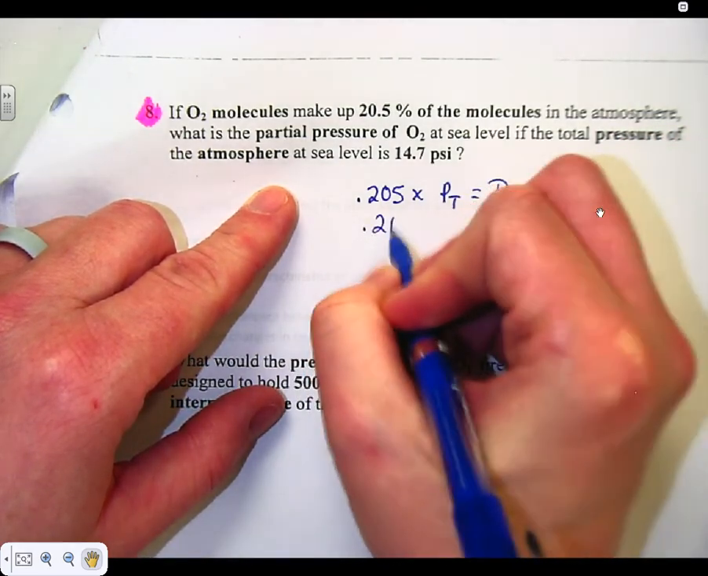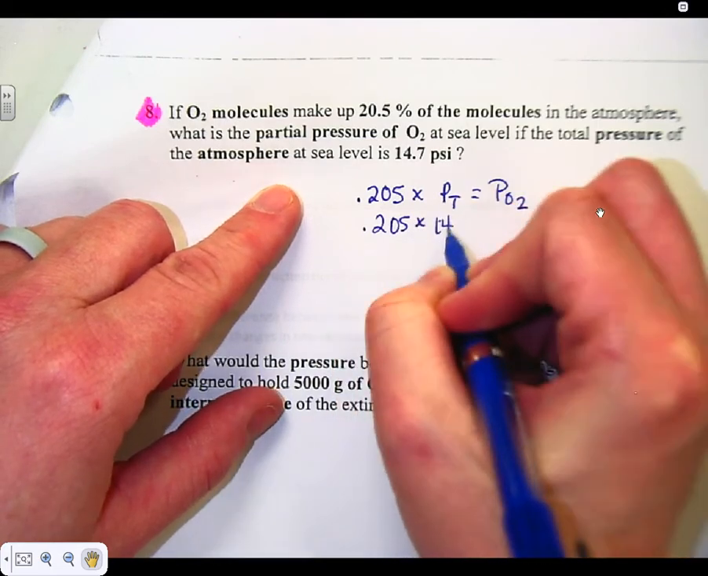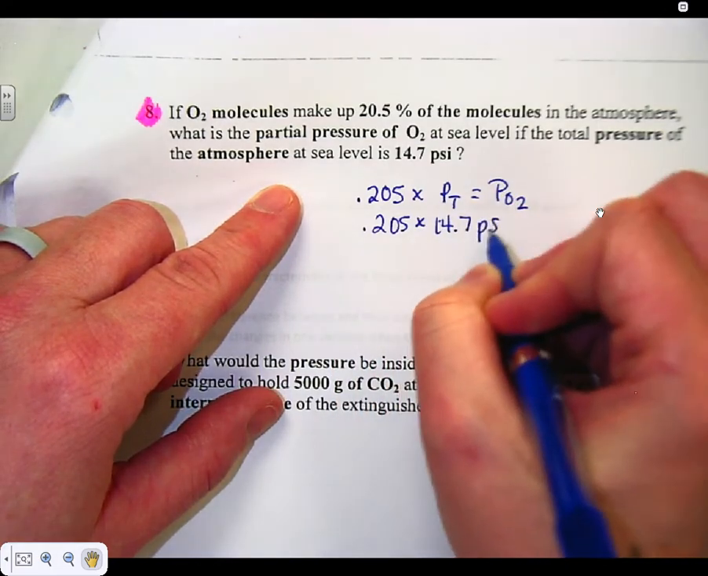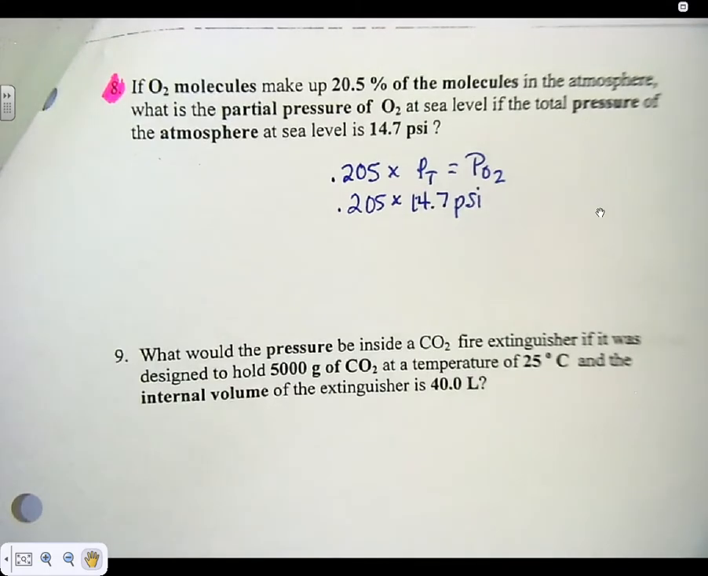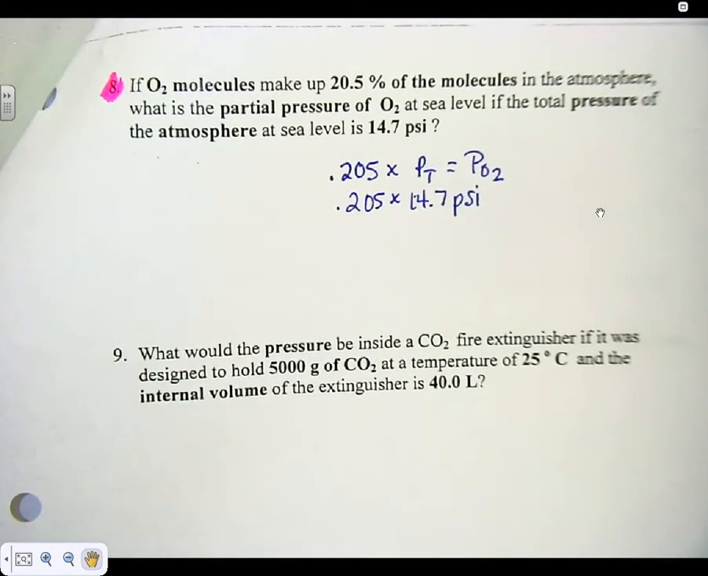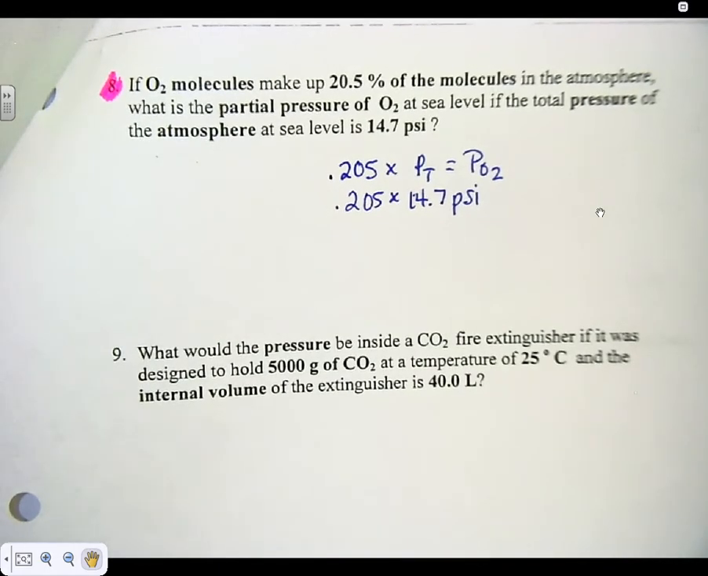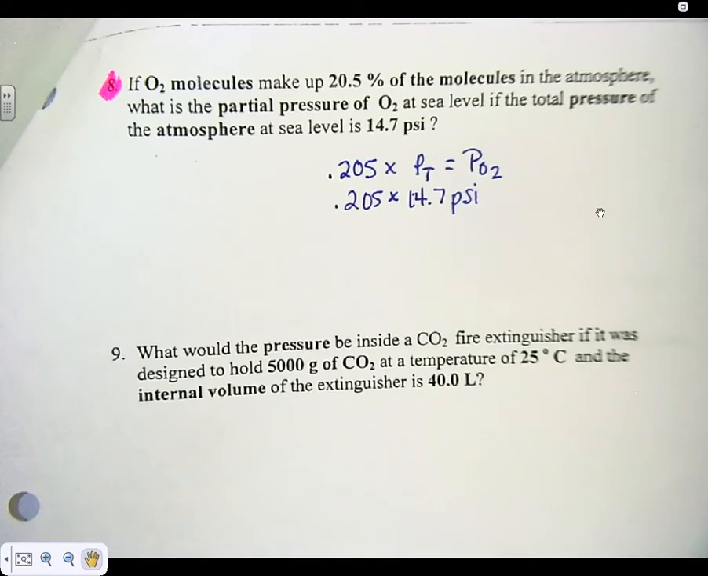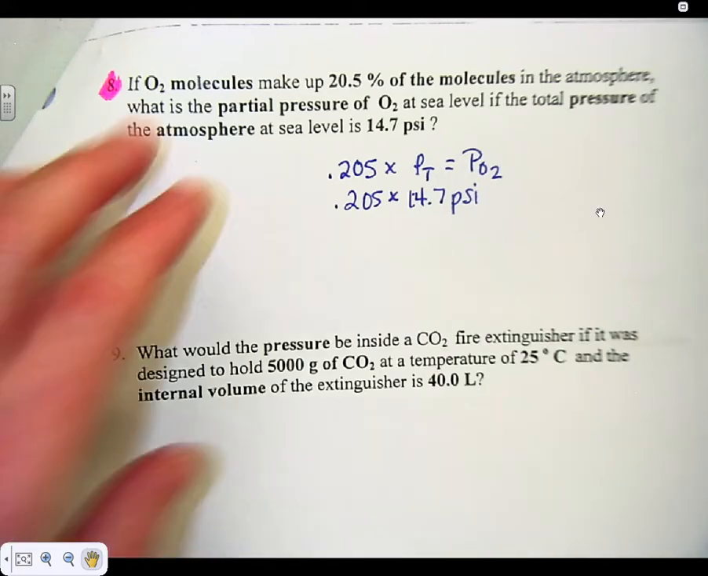So 0.205 times 14.7 PSI. Again, you guys, PSI is just a different unit of pressure, okay? Torr is a unit of pressure. Millimeters of mercury is a unit of pressure. Atmospheres is a unit of pressure. Kilopascals is a unit of pressure. And now we have PSI, which you guys probably know is pounds per square inch. So again, lots of different units of pressure.